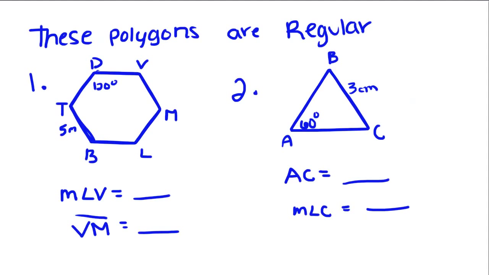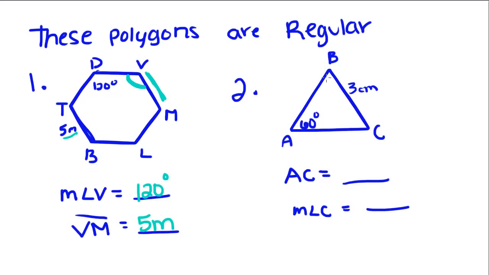So now we're going to do some practice with regular polygons. And if you remember, a regular polygon has congruent sides and congruent angles. So this is asking for the measure of angle V. Well, if this is a regular hexagon, that means all the angles have equal measure. So that's 120 degrees. And they want the measure of VM, or the length of segment VM. So it has to equal 5 meters.